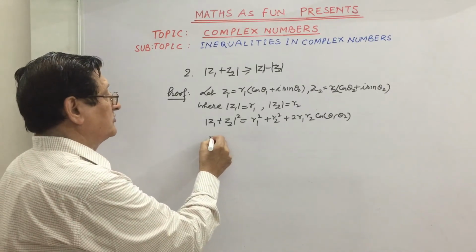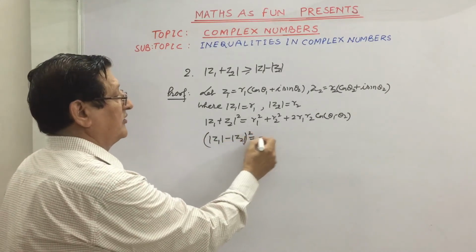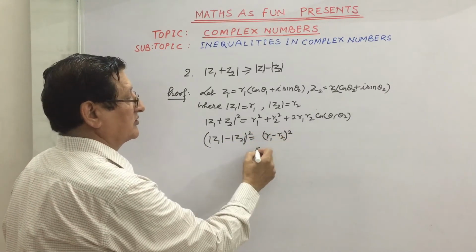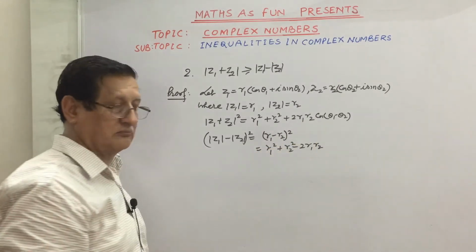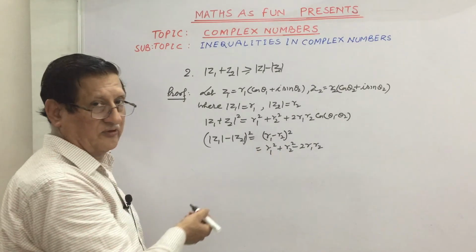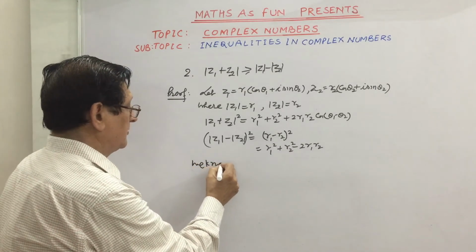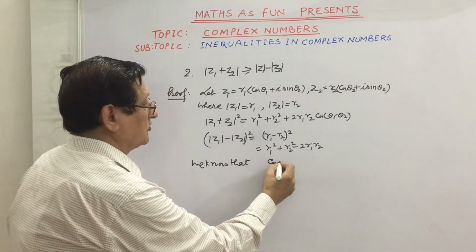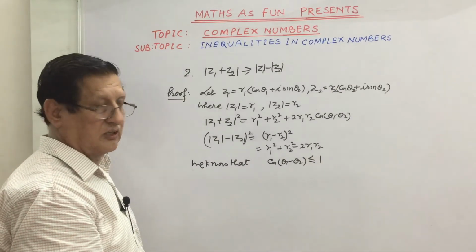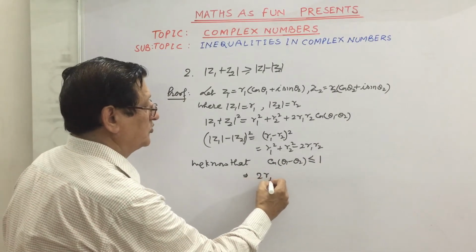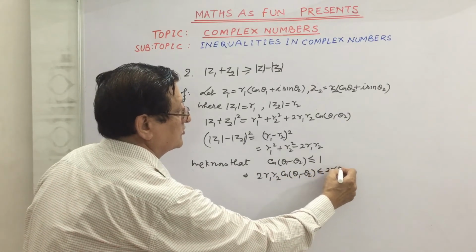If we want to find out the difference of modulus of z1 and z2 and the square of it, it will be (r1 − r2) square, that is r1 square + r2 square − 2r1r2, using the identity of (a − b) perfect square. We know that cos(θ1 − θ2) is less than or equal to 1. If we multiply both the sides by 2r1r2, 2r1r2 cos(θ1 − θ2) is less than or equal to 2r1r2.